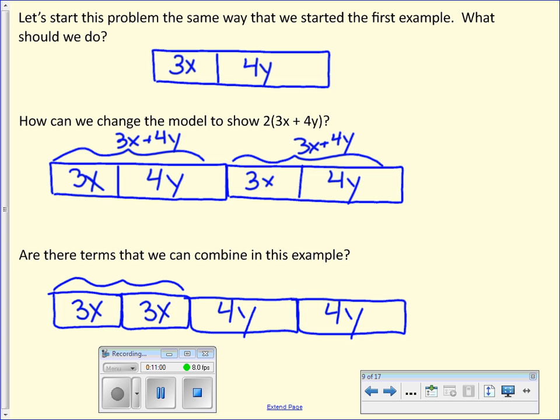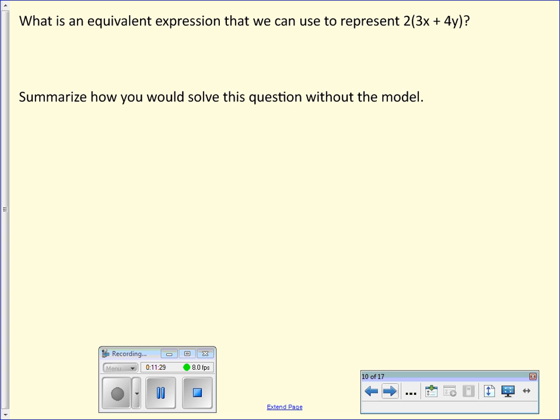So how many x's do I have all together? If I have a group of 3 x's here and a group of 3 x's here, how many x's do I have? 6 x's. Isn't it easier just to draw it this way instead of drawing 6 x's? And how many y's do I have? 8 y's. That's a lot of y's.